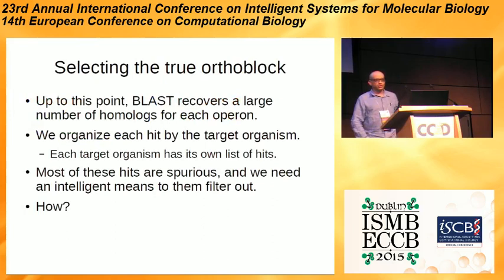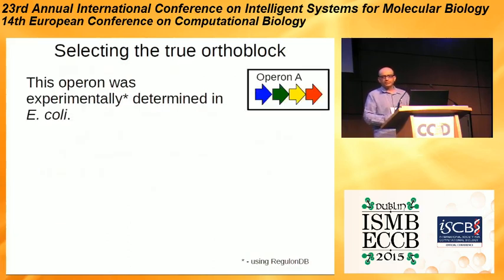So how do we select the true ortho block? Because selecting a true ortho block means finding the correct orthologous genes to the operons that we are studying. So up to this point, BLAST recovers a large number of homologs for each operon, and we all know this problem. BLAST is incredibly precise, but can also be incredibly noisy. And we organize each hit by the target organism. Most of these hits are spurious, and we need somehow to filter them out. We do that using a greedy algorithm.